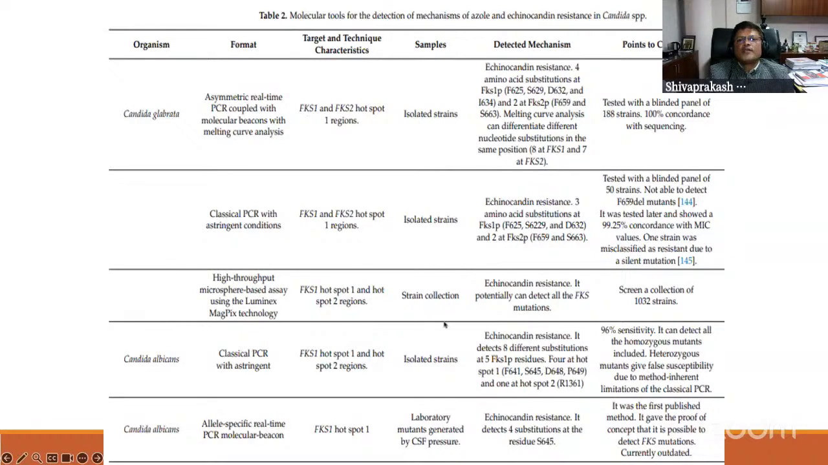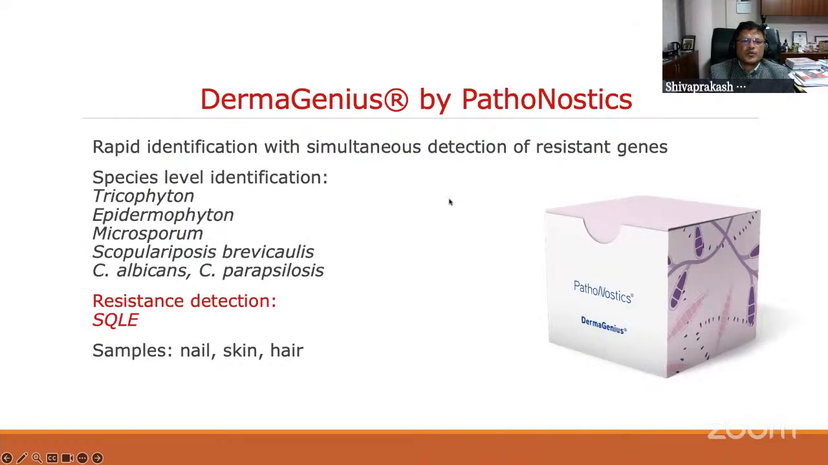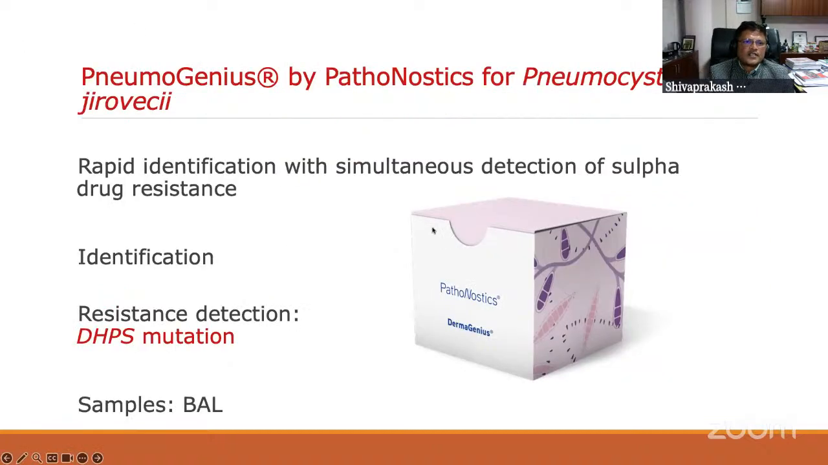Similarly, you have many kits available for identification of resistance, for example, FKS1 and FKS2. Dermagenous can be used for diagnosis as well as for detecting the squalene epoxidase mutation. This can be clearly detected by using this pathognostic kit called Dermagenous.